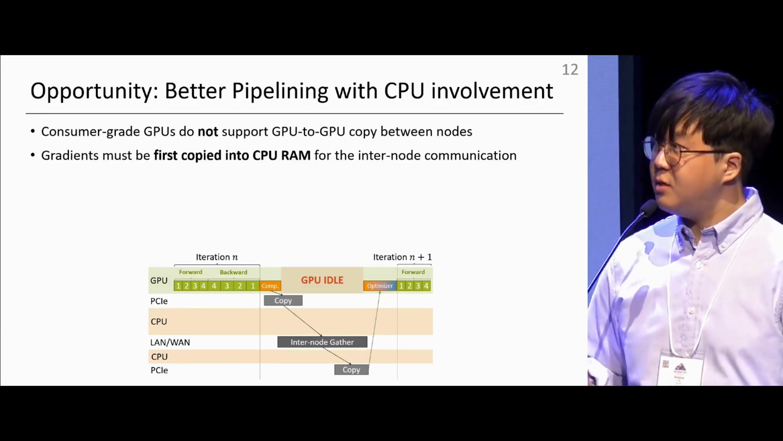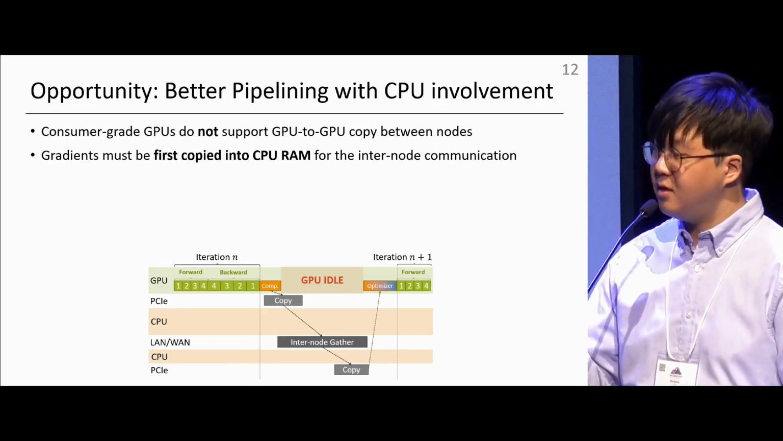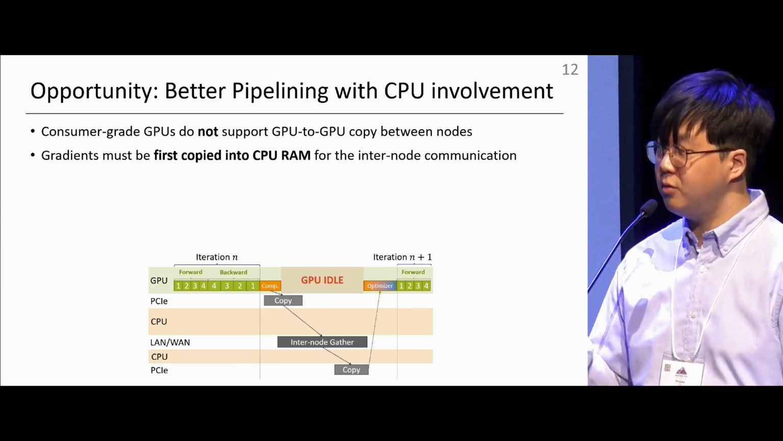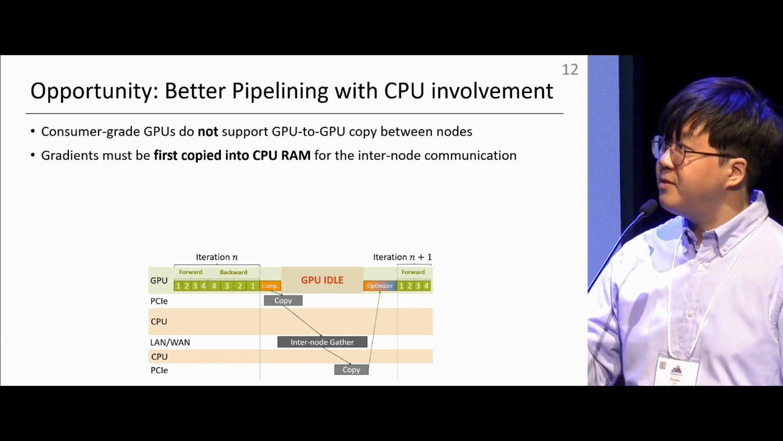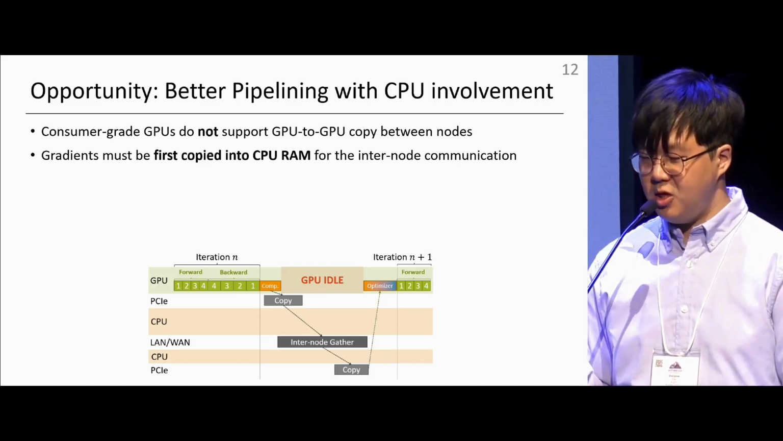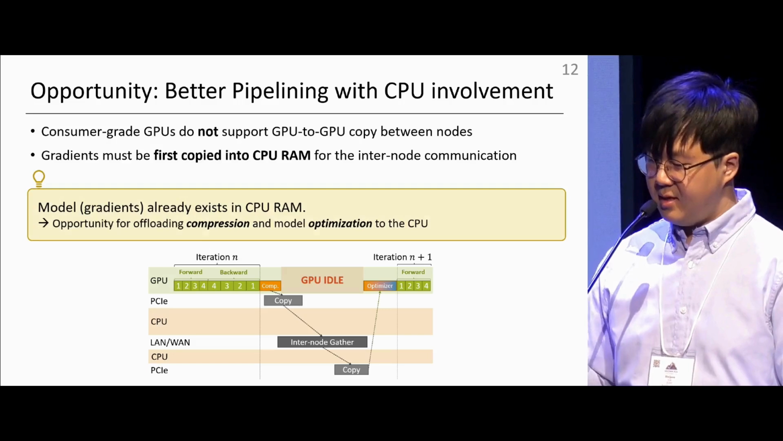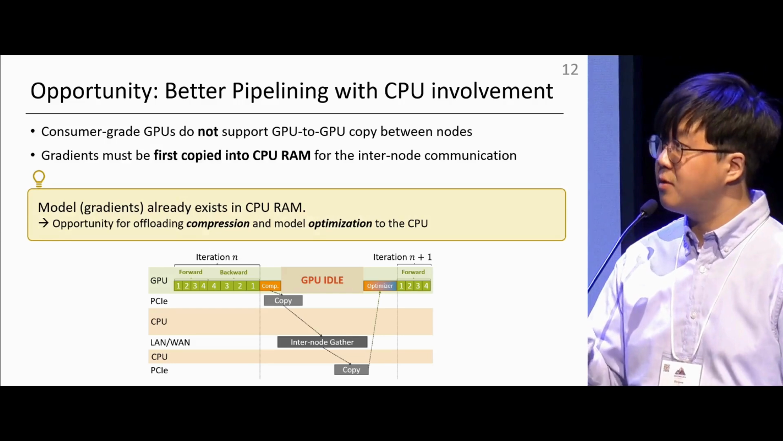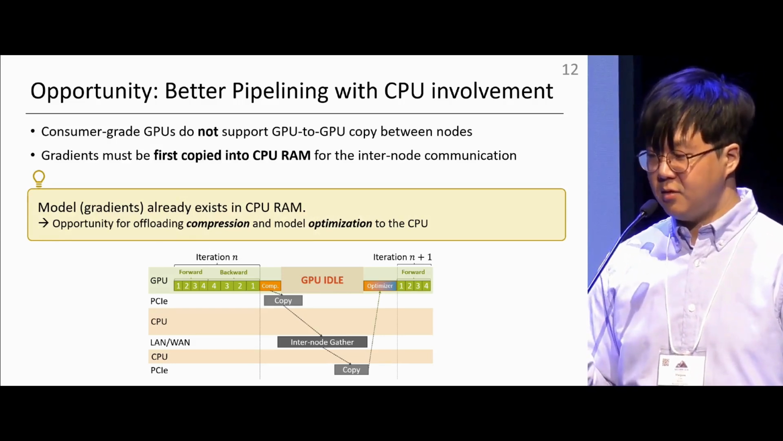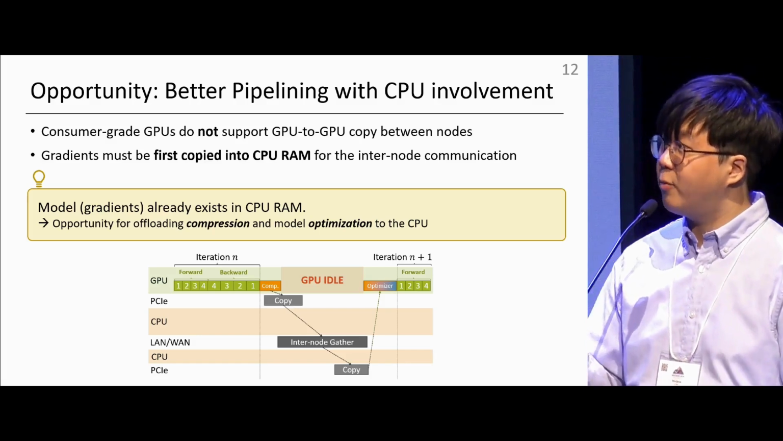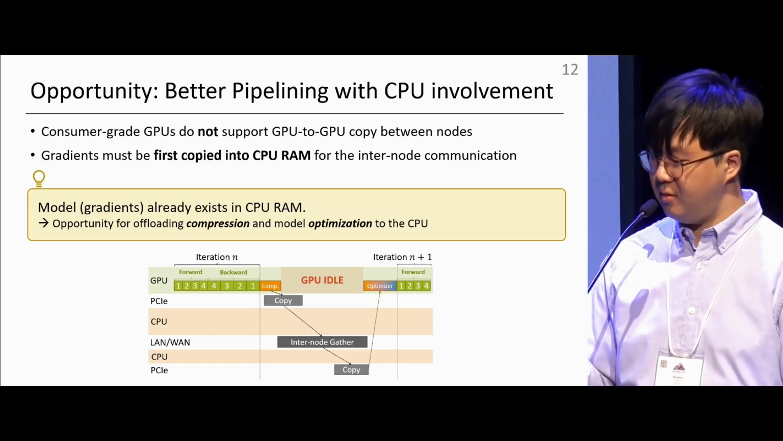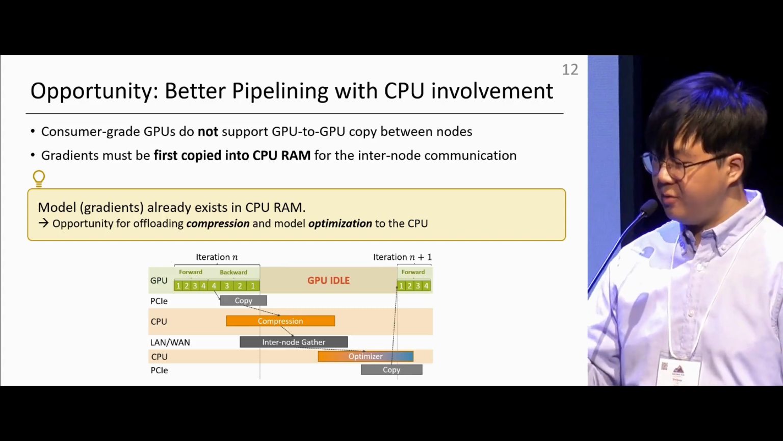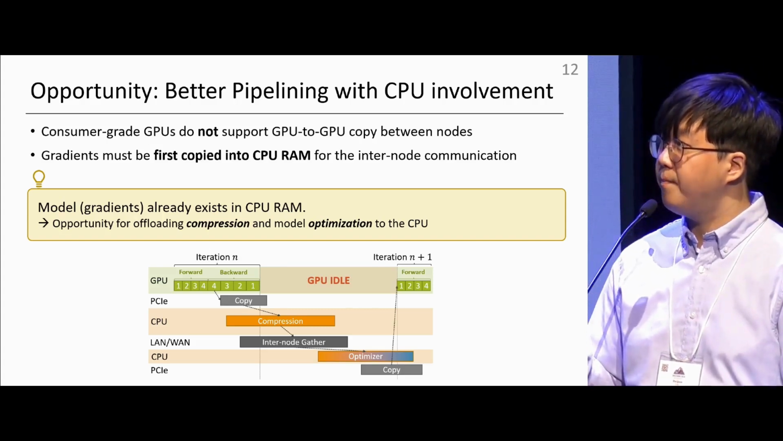Here, there's an opportunity we can leverage. We can better pipeline the training with CPU. As consumer-grade GPUs do not support GPU-GPU copy between nodes, gradients must first be copied into CPU RAM for inter-node communication. So this implies that the model's gradient already exists in the CPU RAM, so we expect no additional cost for copying gradient from GPU to CPU. So we can offload tasks such as gradient compression and model optimization to the CPU. This can achieve better pipelining of training tasks and free up the GPU for the forward and backward passes.